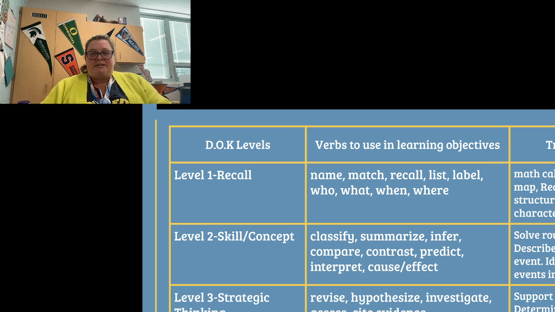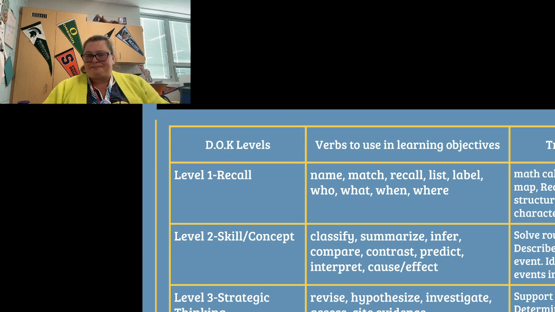Level 2, skill and concept, is where we start having them classify and summarize and use those higher order thinking skills. When we're putting things together for math, now you might have them do multi-step math problems. Describe the cause and effect of a particular event, whether that event is in a story, a moment in history, a science experiment, or even if you present a math problem with the incorrect answer, they can explain the cause and effect.